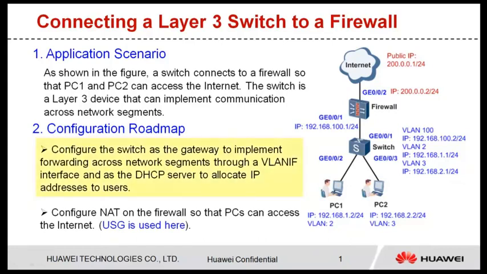1. Configure the switch as the gateway to implement forwarding across network segments through a VLANIF interface, and as the DHCP server to allocate IP addresses to users. 2. Configure NAT on the firewall so that PCs can access the internet. The USG is used as an example. The configurations of other firewalls are similar.